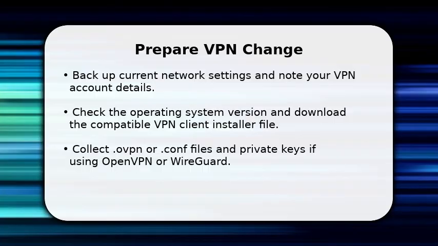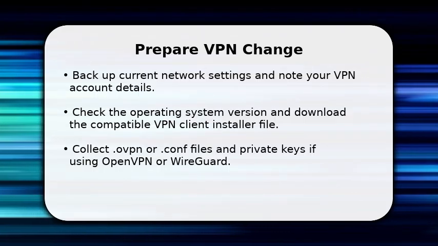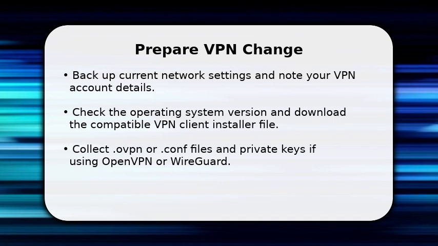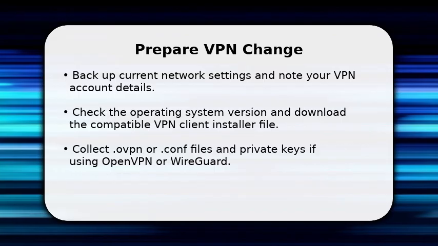Gather the new provider credentials, server addresses, protocol preferences, and pre-shared keys. Check the operating system version and download the compatible VPN client installer file. Ensure you have administrative rights and note proxy or split tunnel requirements for later. If using OpenVPN or WireGuard, also collect .ovpn or .conf files and private keys.